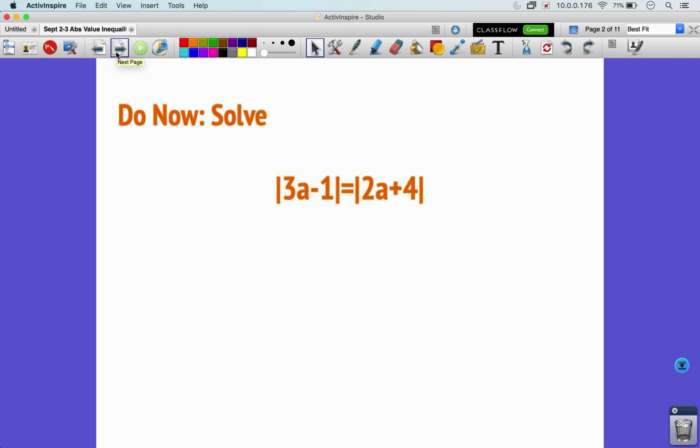How would we solve an equation like this where we have an absolute value equal to an absolute value? Hopefully you've got your notes down. Pause the video, copy this one down, maybe try it on your own.